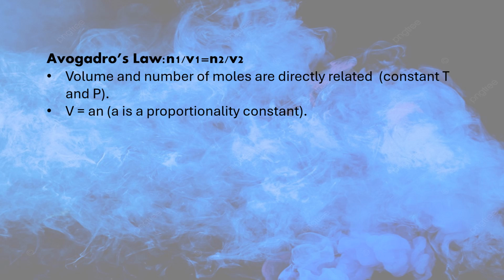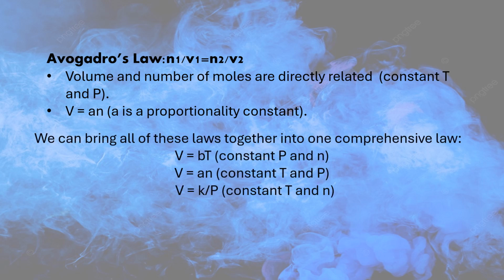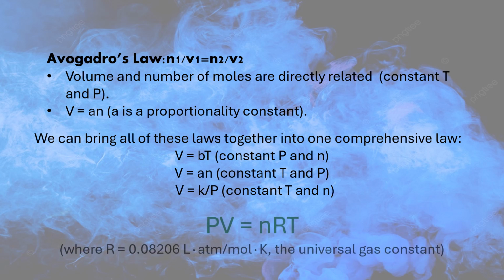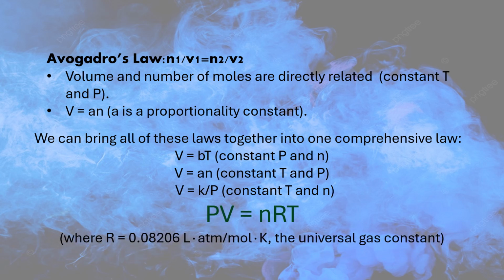Before I finish, I would like to leave you with one final thought. By combining these laws, we arrive at the ideal gas equation of state: PV equals nRT. R is the universal gas constant.